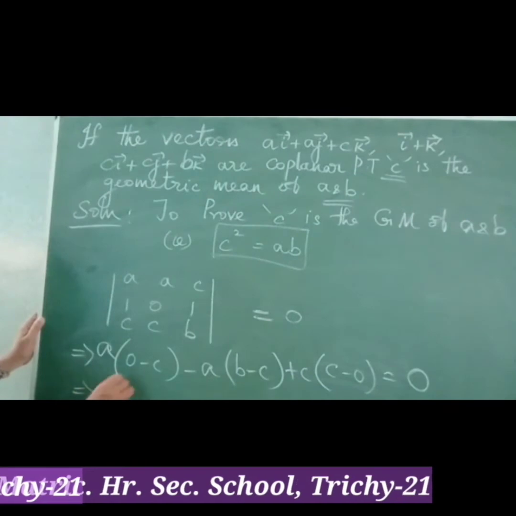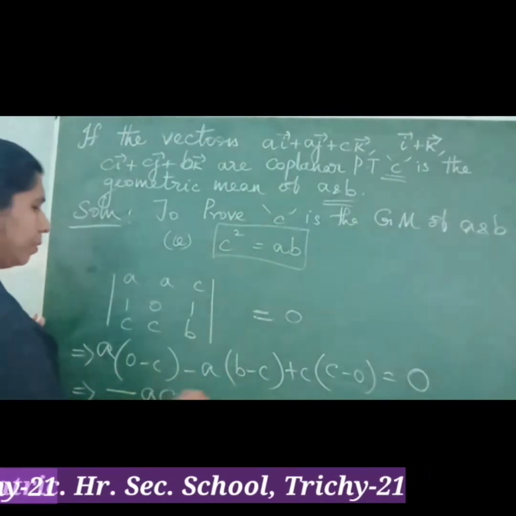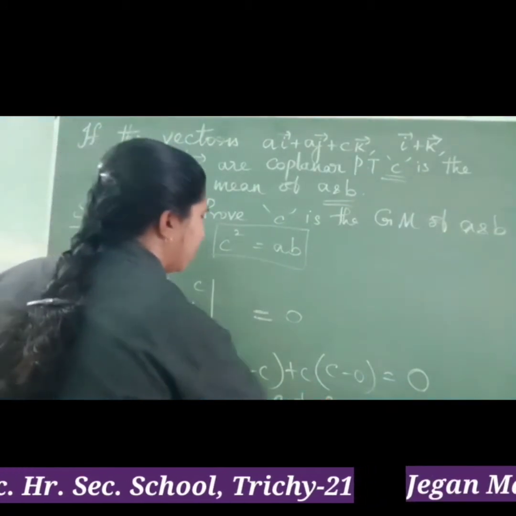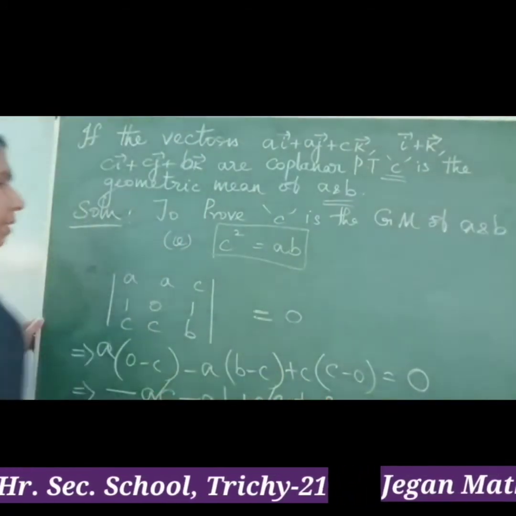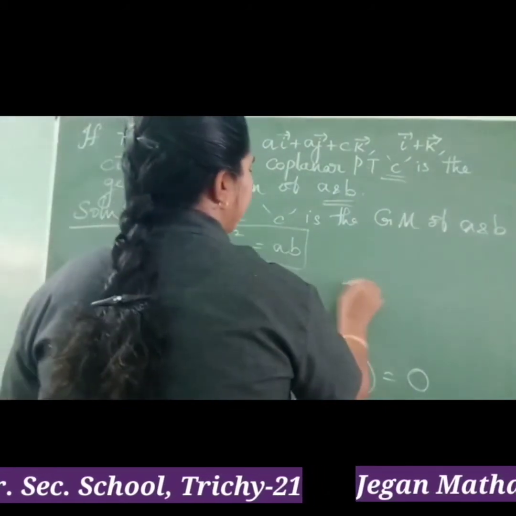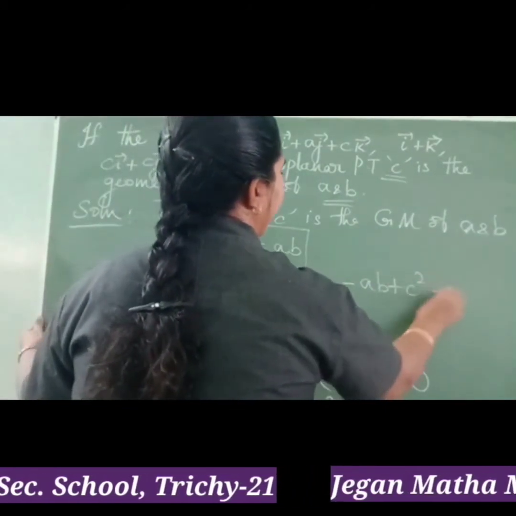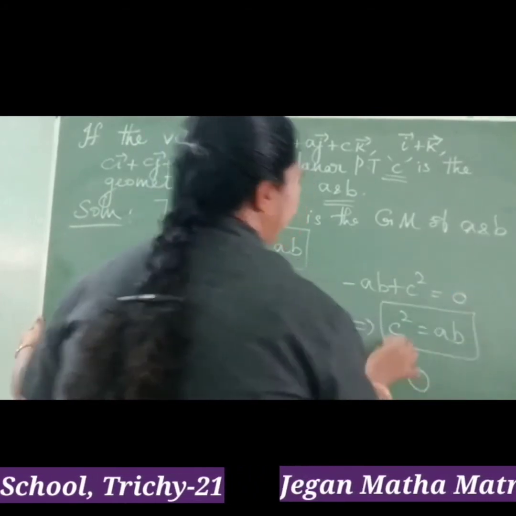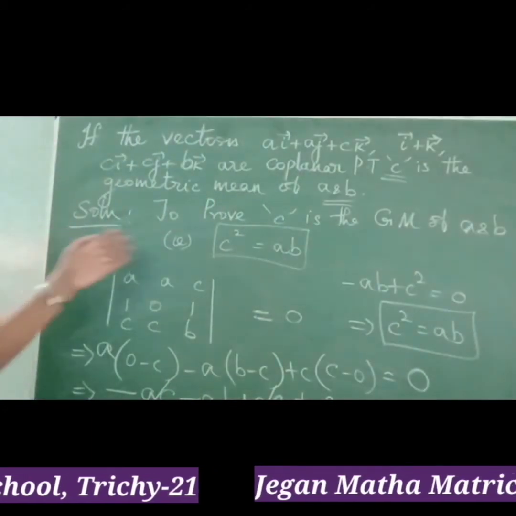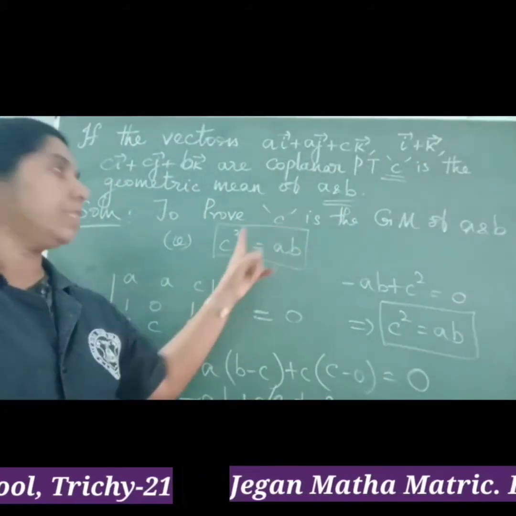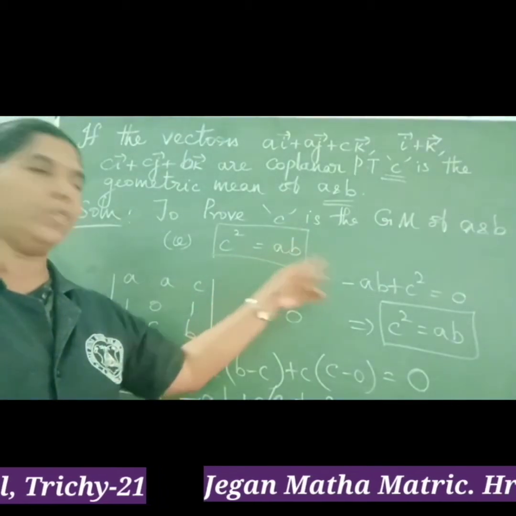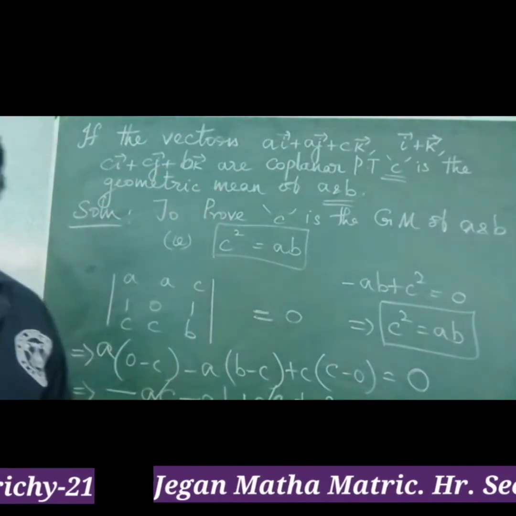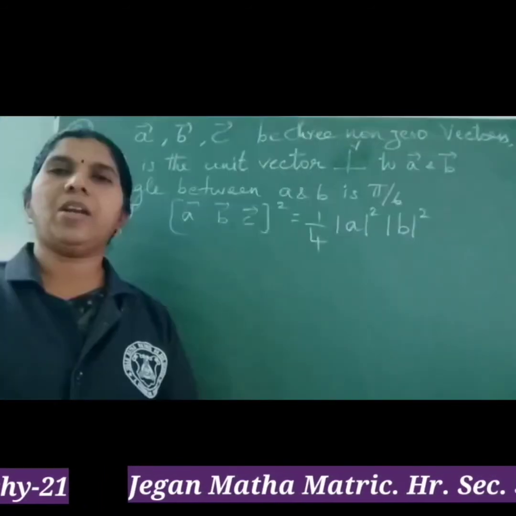That is minus AC minus AB plus AC plus C square equal to 0. Minus AC plus AC cancel. Now we are getting minus AB plus C square equal to 0, which implies C square is equal to AB. This is the condition we have to prove. That is, if C is the geometric mean, the value of C square must be equal to AB. So we can say for these three vectors, C is the geometric mean of A and B. Let us solve the second sum.